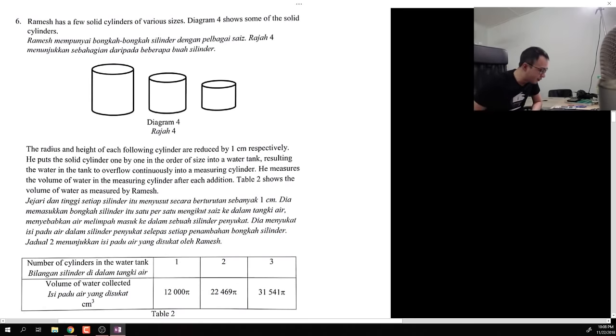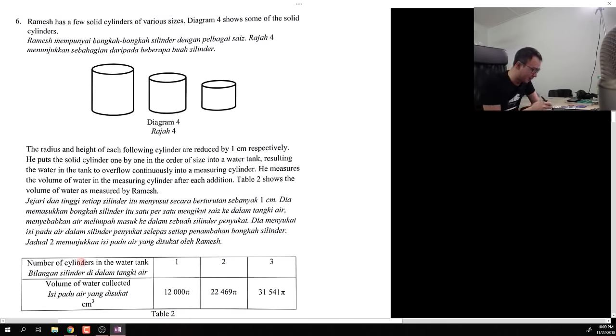So Rames has a few solid cylinders in various sizes. Diagram 4 shows some of the solid cylinders. You have the first 3 solid cylinders here. The radius and the height of each cylinder are reduced by 1 cm respectively. So he puts the solid cylinders one by one in order of size into the water tank, resulting in the water in the tank overflowing continuously into the measuring cylinder. He measured the volume of the water in the measuring cylinder after each addition. Table 2 shows the volume of the water as measured by Rames.